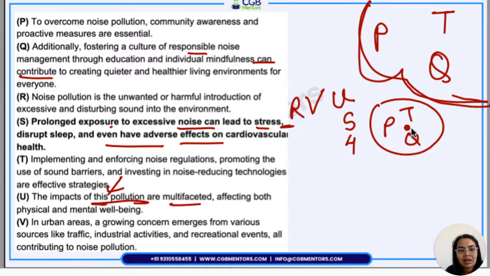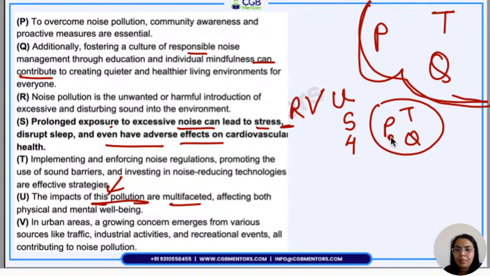Now let's come to the later part. P says to overcome, community awareness and proactive measures are essential. Additionally, more things are essential. T says implementing regulations, promoting this and this and this are effective strategies. Okay? Now this might confuse you a little, so look at the flow.